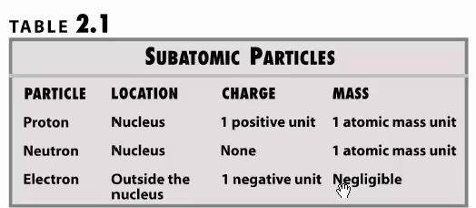One additional piece of information regarding the particles: we'll symbolize protons as P+, representing the +1 unit, neutrons as N, and electrons as E-, again reflecting that one negative unit associated with it.